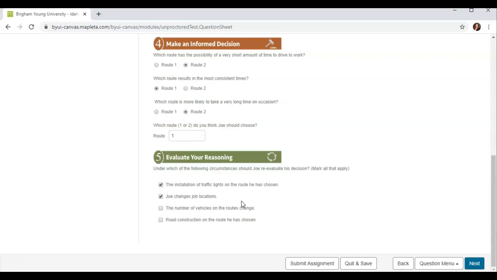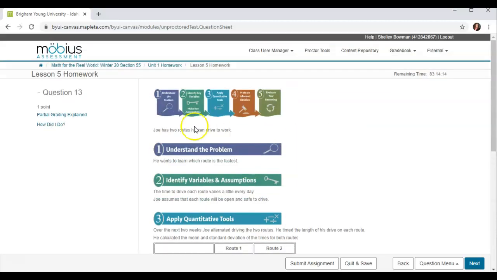Next, the number of vehicles on the route change. Yes, if we have a lot more traffic, then that can slow things down, or a lot less traffic, that can speed things up. So that would change both of the means for both routes. And the last one, road construction on the route he has chosen. That will definitely slow things down. So actually all of those will change the circumstances in which he should reevaluate his decision.